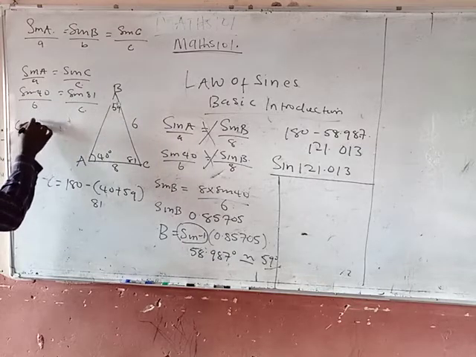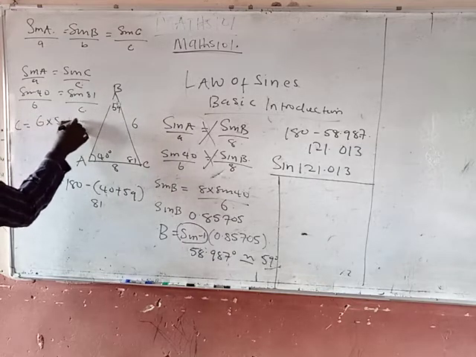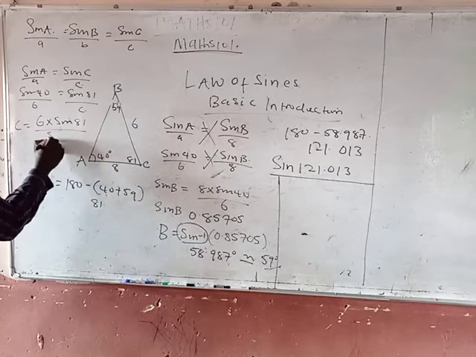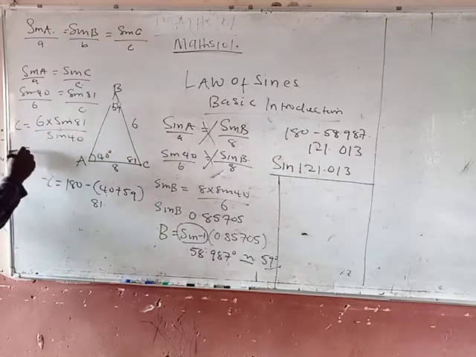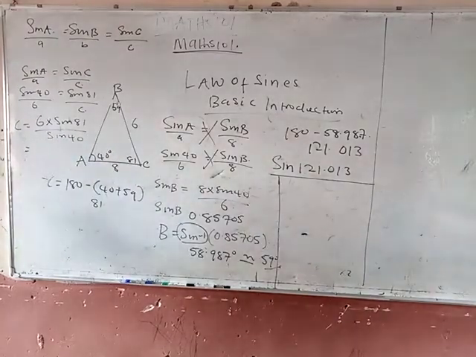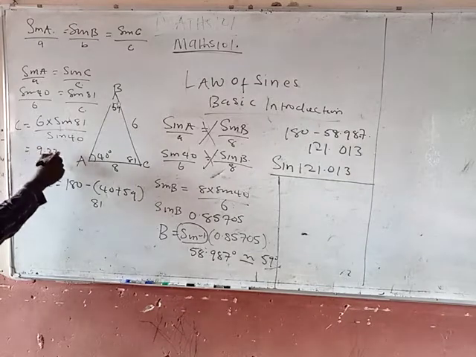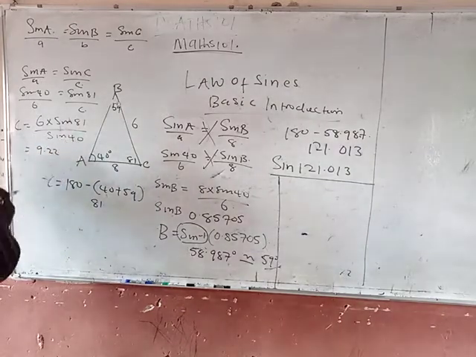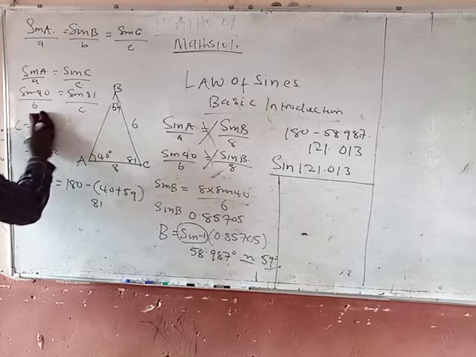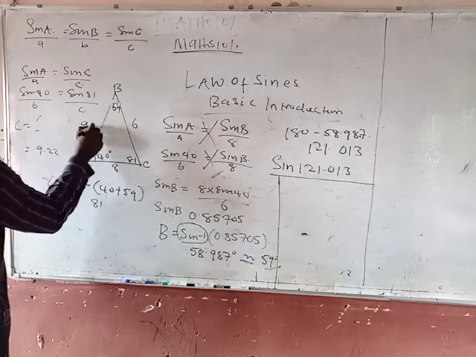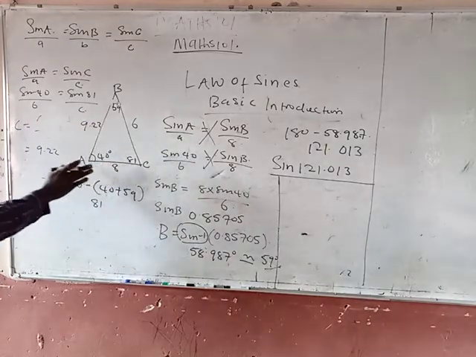So C is equal to 6 times sine 81 all over sine of 40, right? So this should give you 9.22. So here we have calculated C to be 9.22. Now I will keep this diagram.